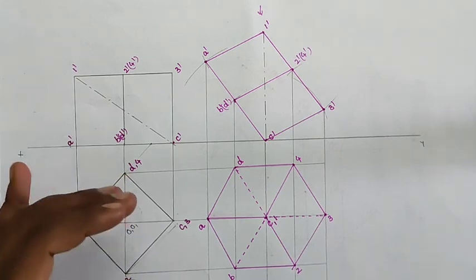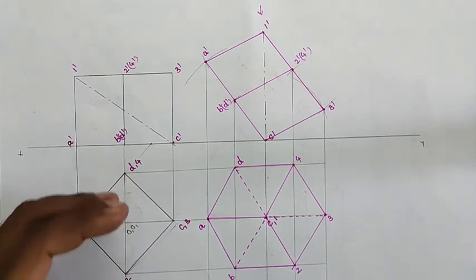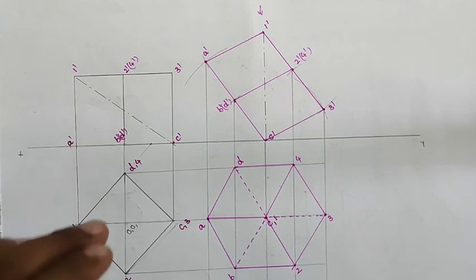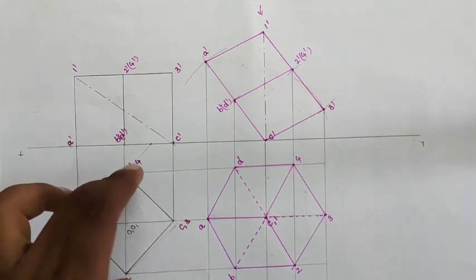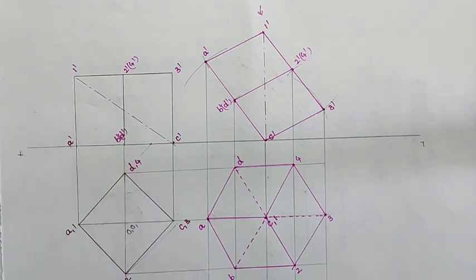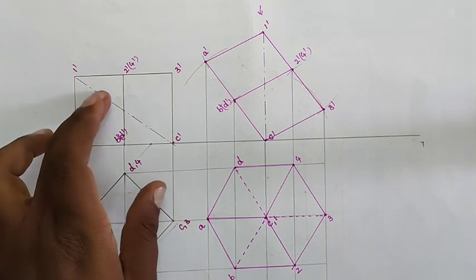Whenever the cube is given, we know that the cube has 6 square faces, so we will draw the top view as a square. But since a corner is given, we will draw the shape of the square like that, with an angle of inclination of 45 degrees. After drawing the top view, we will draw the front view.